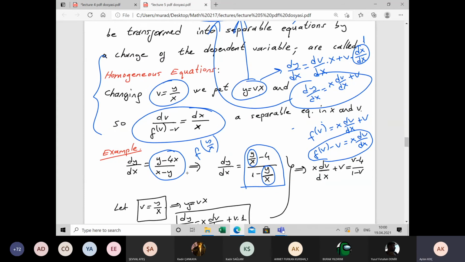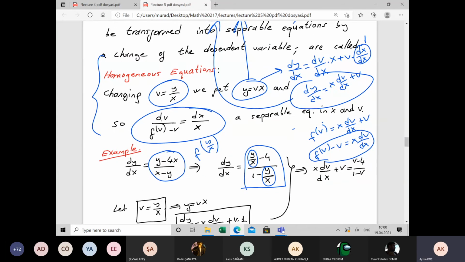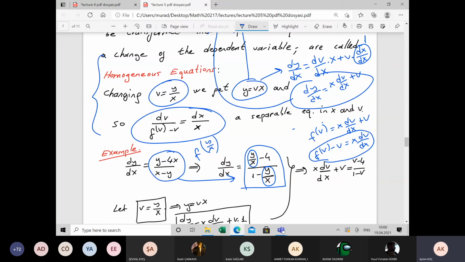How to get this one? It is easy to see. Rewrite it as y minus 4x over x minus y, which is y over x minus 4 divided by 1 minus y over x, and we obtain this one. It is easy to see that.